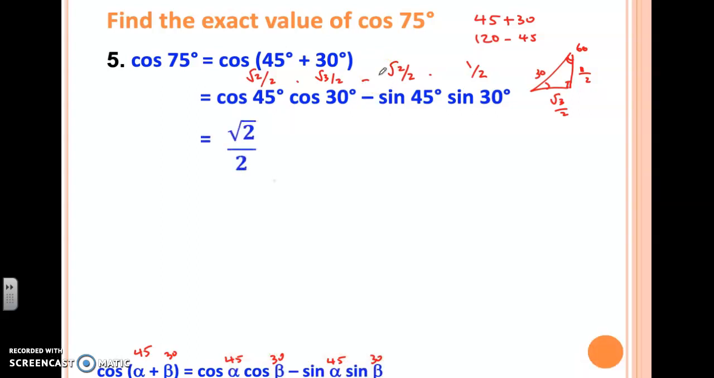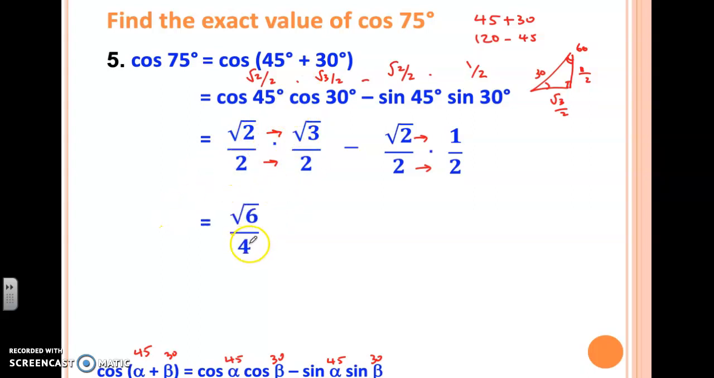Let's put those values underneath, organized. I'm plugging in those values, and I have square root 2 over 2, square root 3 over 2, square root 2 over 2, and 1/2. Now what? I have to multiply those fractions. Top with top, bottom with bottom. Square root 2 times square root 3 is square root 6. And the bottom is 2 times 2, which is 4. Minus, same thing on this side. Anything times 1 is the same thing, and 2 times 2 is 4.